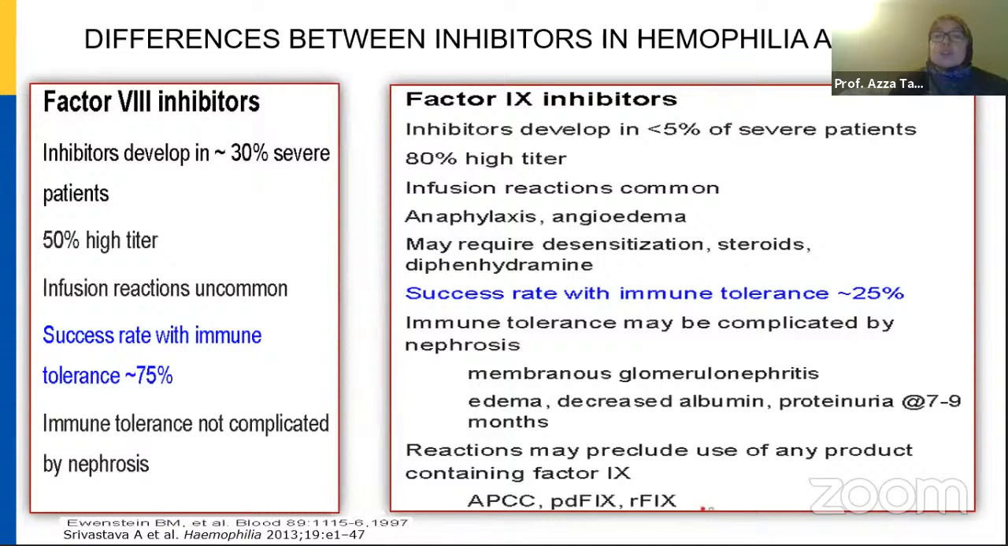membranous glomerulonephritis. There could be edema, decreased albumin, proteinuria, and reactions may preclude use of any product containing factor IX. So if this patient is having prophylaxis to factor IX, never use factor IX, whether recombinant or plasma-derived, or the activated prothrombin complex concentrate, which contains factor IX.